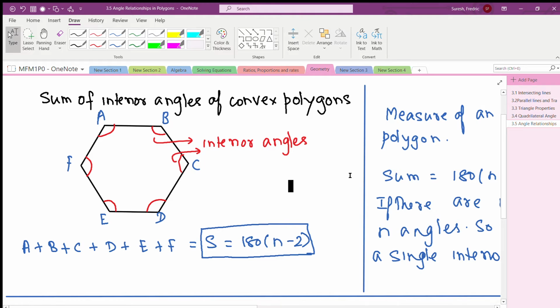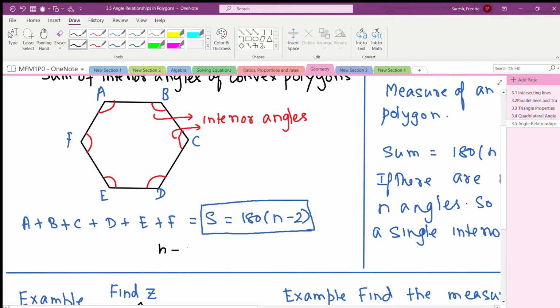So interior angles are, as you see here on this whiteboard, the angles inside the polygon. And here you have a hexagon, which is a 6-sided figure. If I add all these angles together, A to F, the formula is S equals 180 multiplied by n minus 2. Now this n here is the number of sides of the polygon.